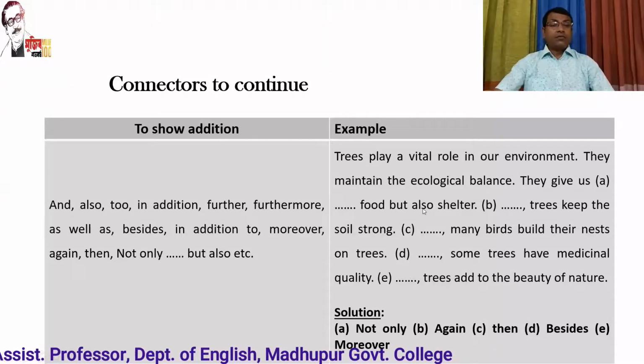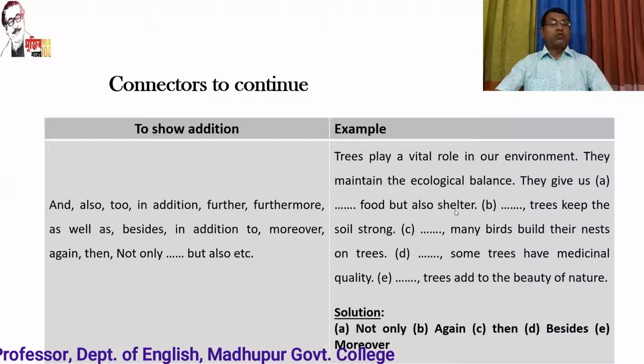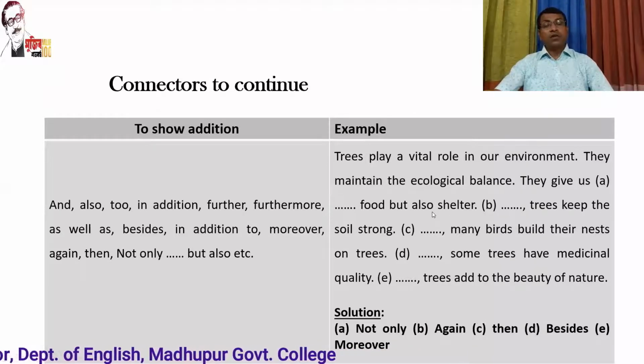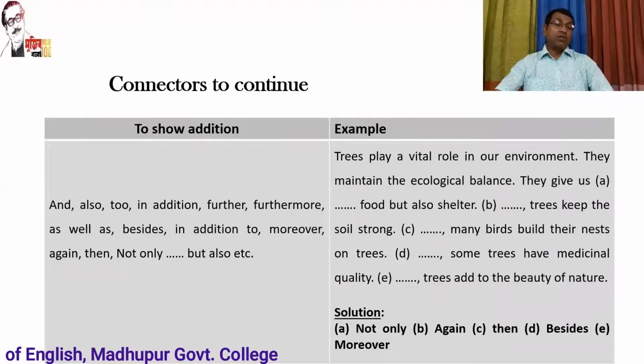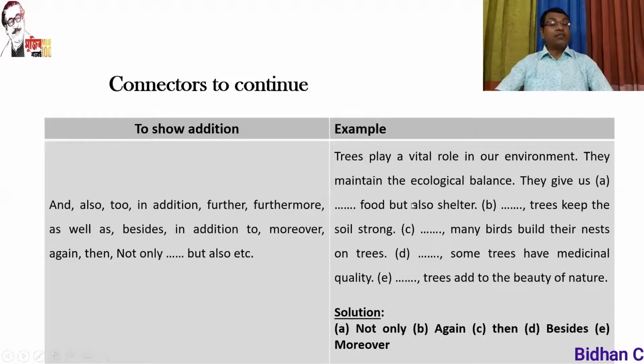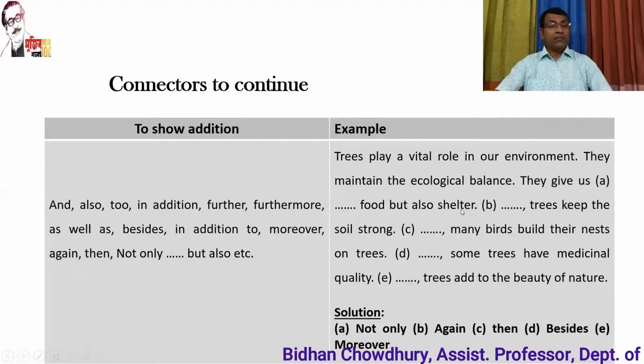They give us not only food but also shelter. You know, my dear students, not only dot dot but also is such type of conjunction that is generally used as correlative conjunction. So if there is but also, it must be related with not only, and if there is not only, we must use but also in the latter part of the sentence. So in the first gap, we very easily can decide we should use not only. They give us not only food but also shelter.